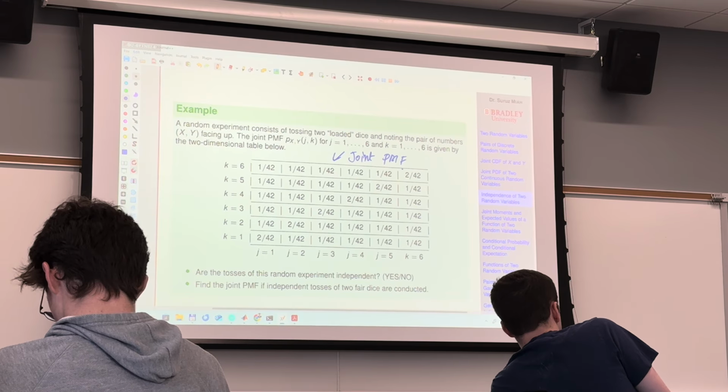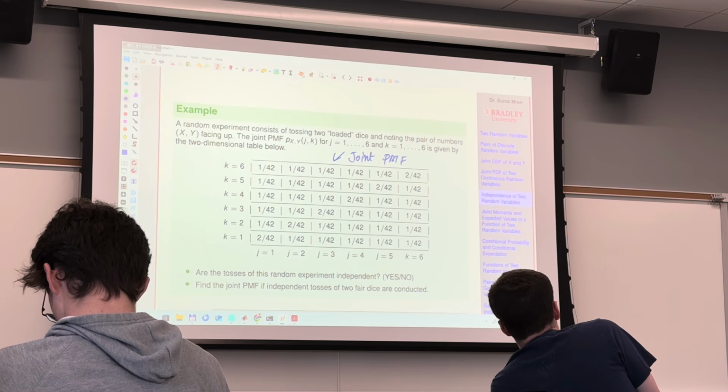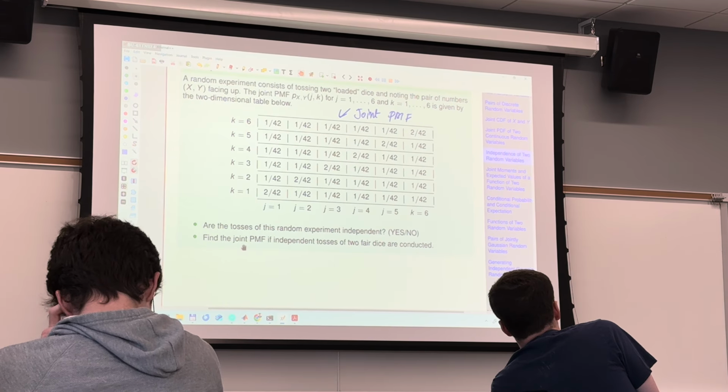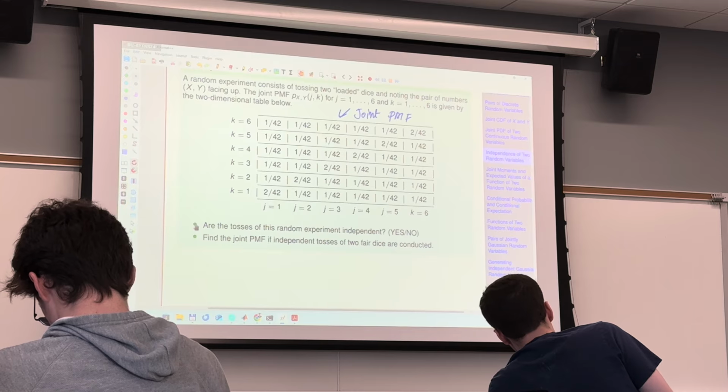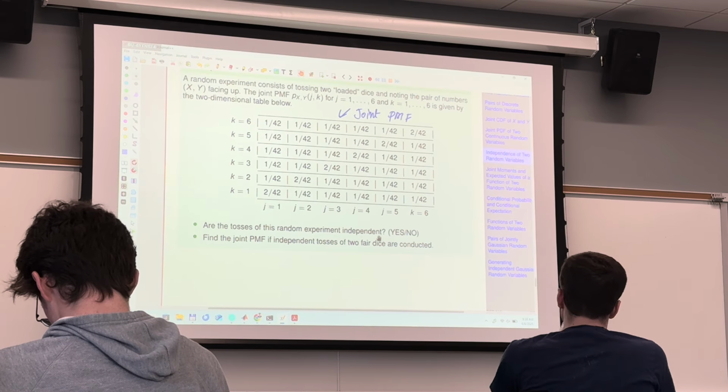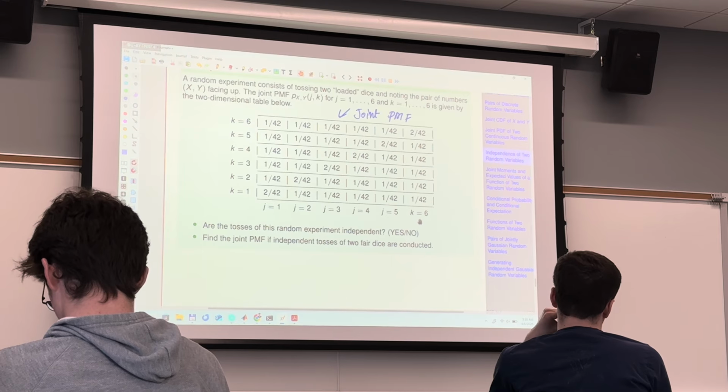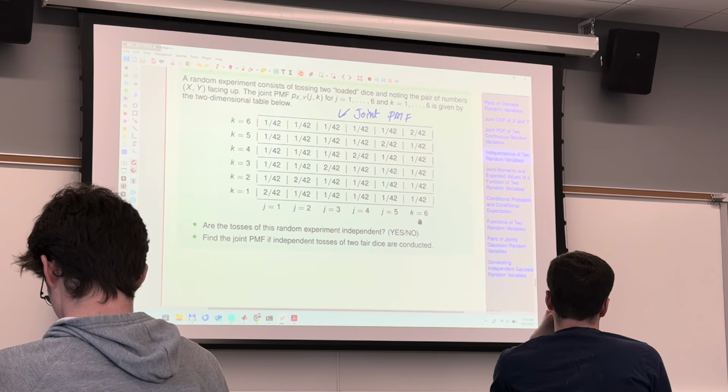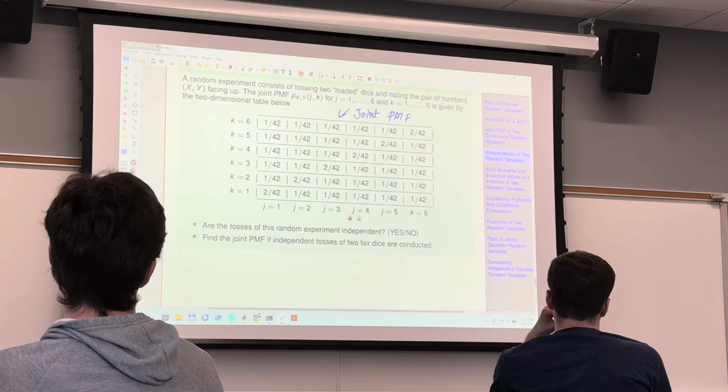Joint PMF table looks like this. Now, here is the first question: are the processes of this random experiment independent? Yes or no? Can you tell me right from here?